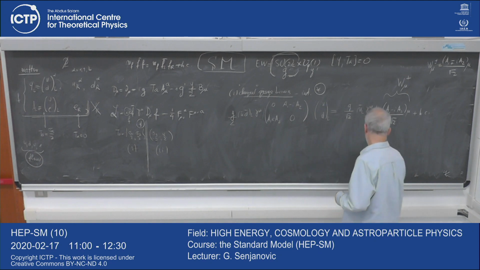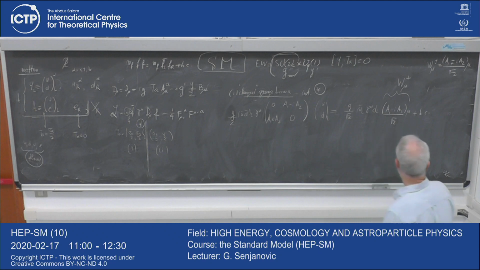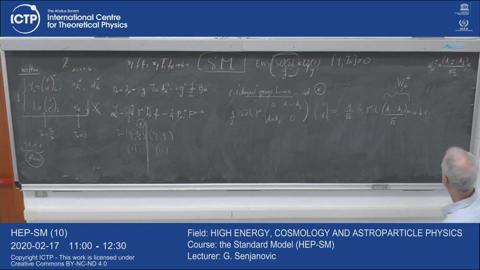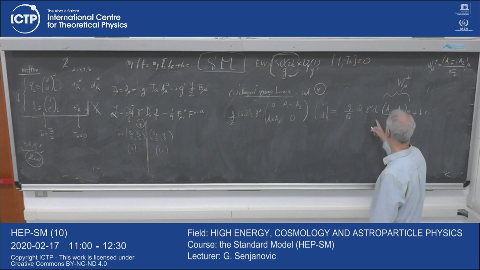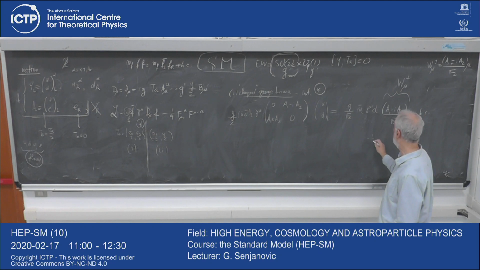Shouldn't that be W minus? Sorry? Shouldn't that be W minus? Because you have an incoming down and it carries a charge of -1/3. You have an outgoing up which has a charge of +2/3. Well, the Lagrangian carries 0 charge. This is -1/3. This is -2/3.